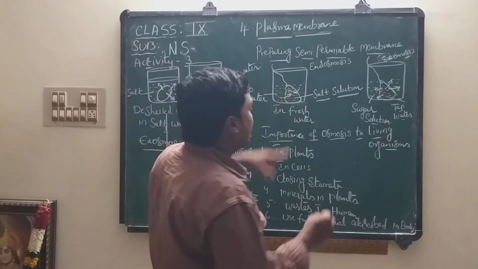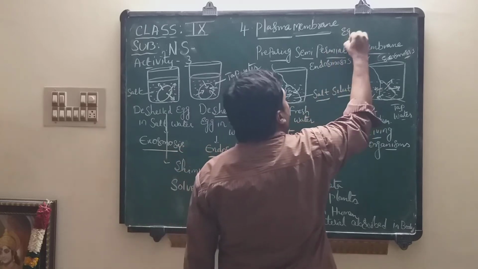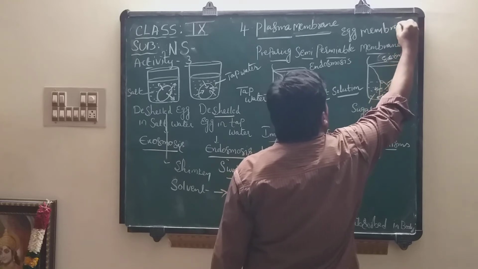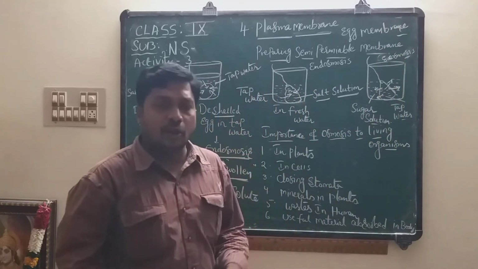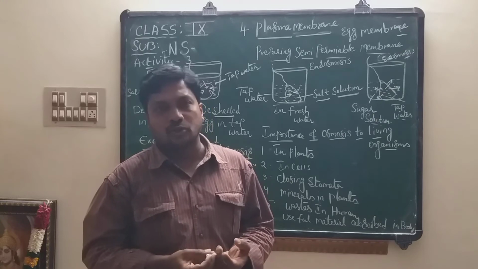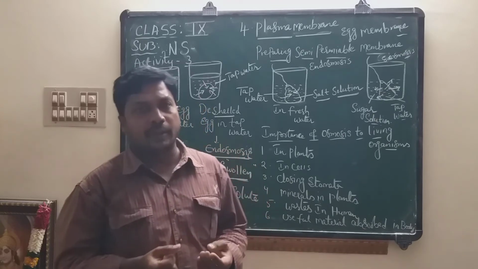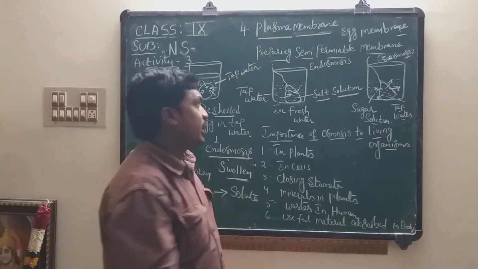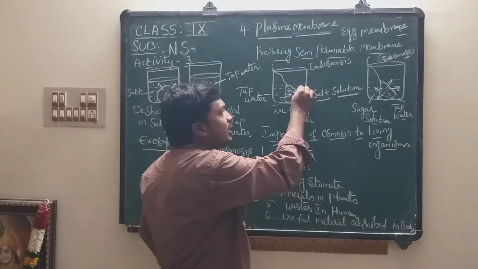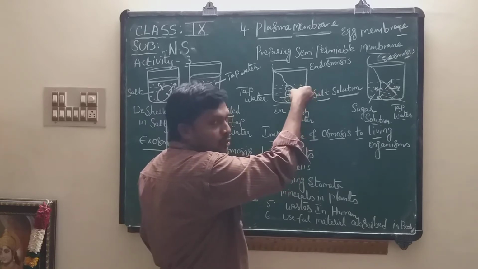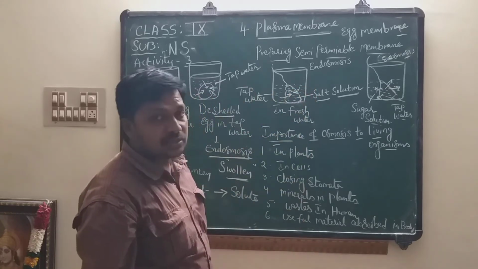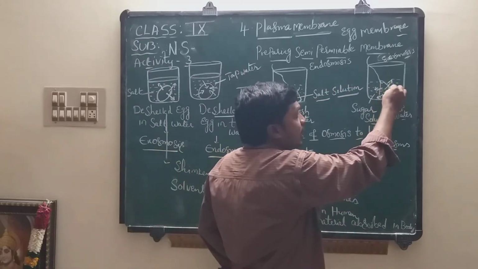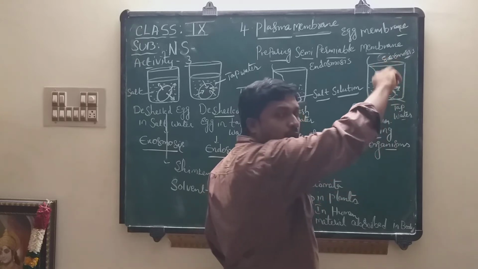Here the egg membrane acts as semi-permeable membrane. What is meant by semi-permeable membrane? A semi-permeable membrane, also called selectively permeable membrane, allows certain materials to go inside, certain materials to go outside. In the first activity, the egg membrane allows water to go inside. In the second activity, the egg membrane allows water to go outside.